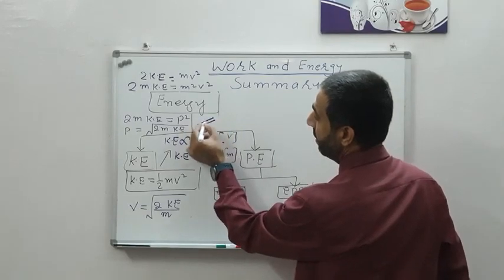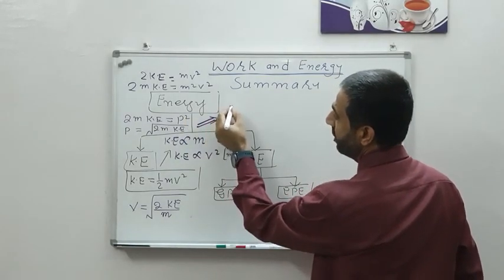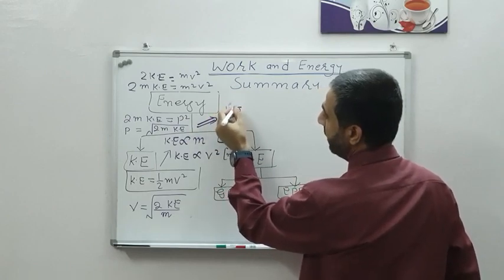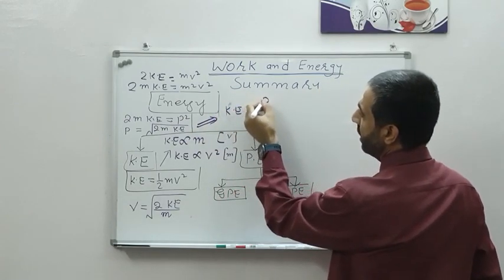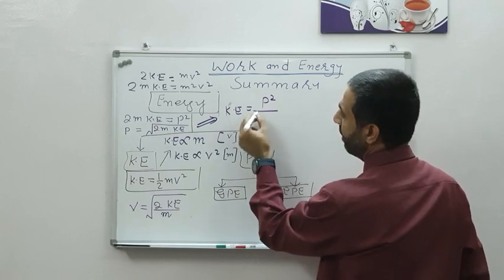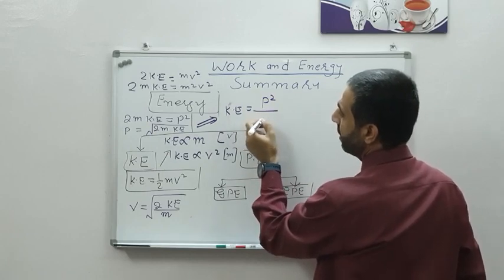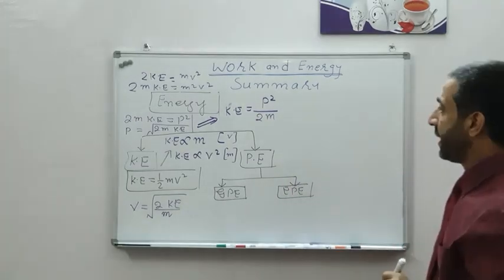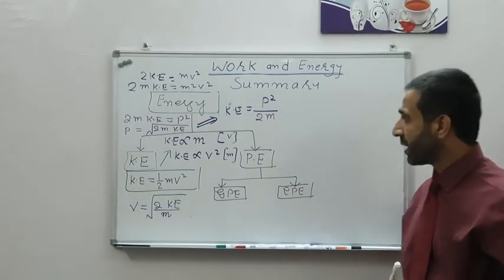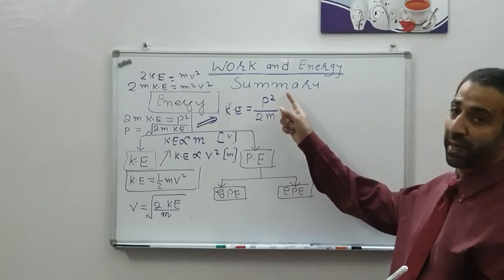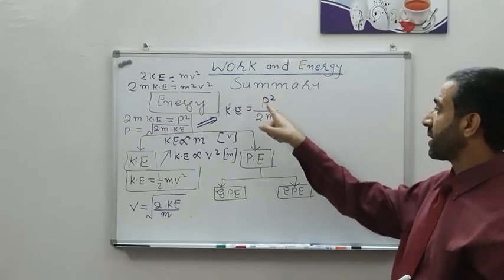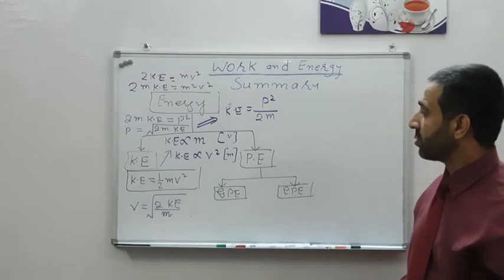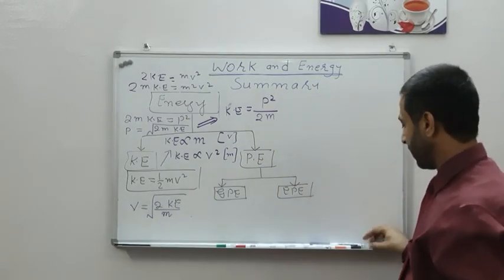Similarly, what will the kinetic energy be? The kinetic energy is p square by what? By 2m. That will be the kinetic energy: it is equal to the square of the momentum of the object divided by twice the mass of that object. So that is the kinetic energy relationship.